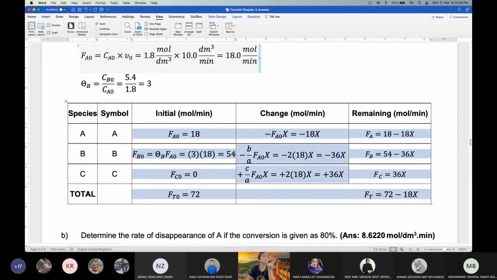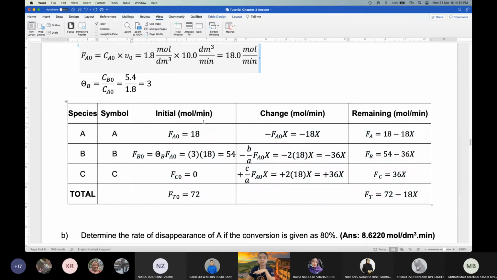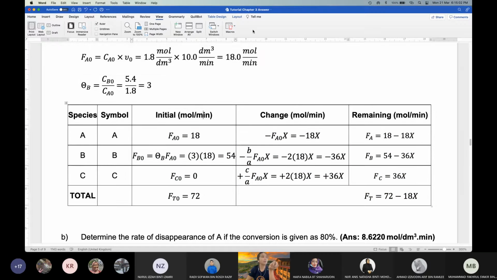Okay, next. Units in the stoichiometric table. In this question, FA0 is in the form of mole per minute. So make sure for all your initial, your change, your remaining, you put the unit as mole per minute. Okay, then you start doing the table. I don't think I will discuss the table because it is straightforward. The understanding is still the same. Just that earlier we used NA0, now we use FA0.